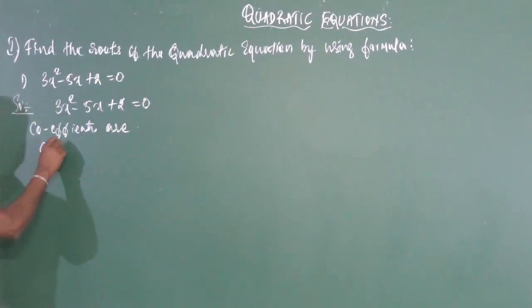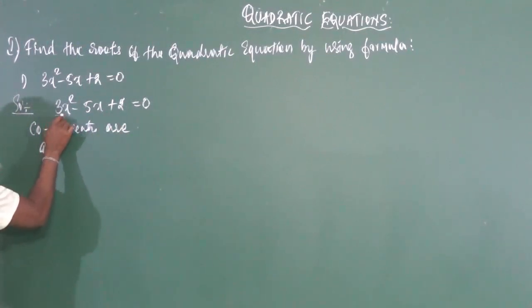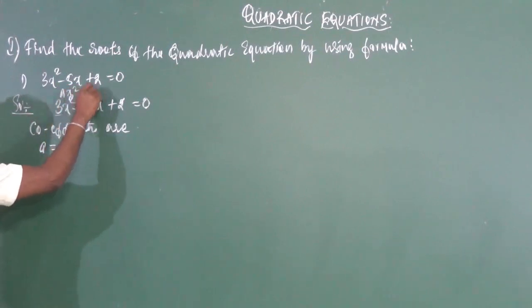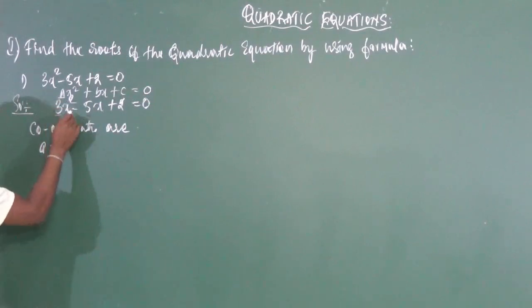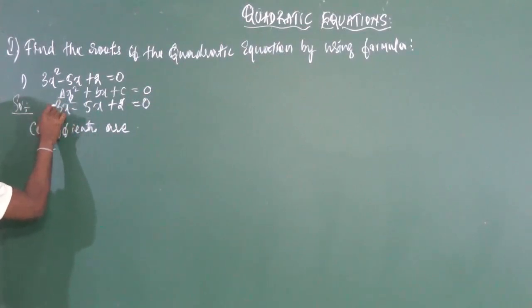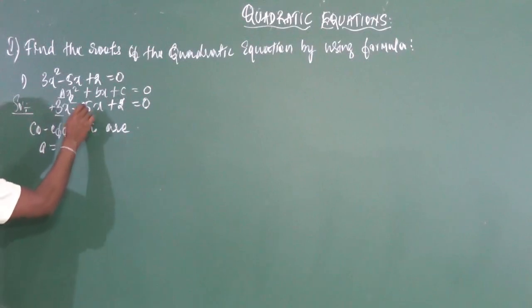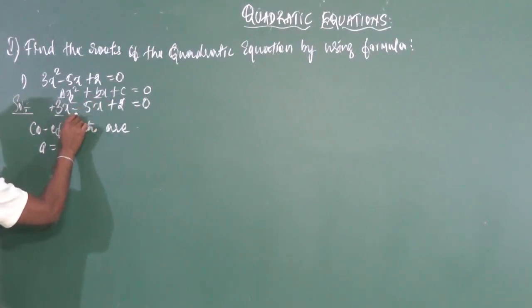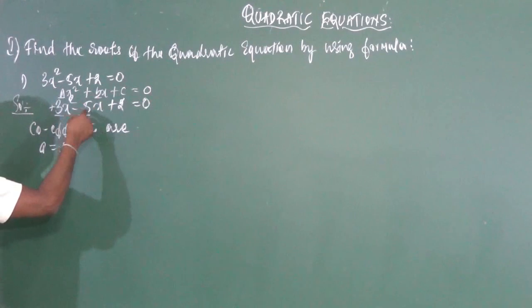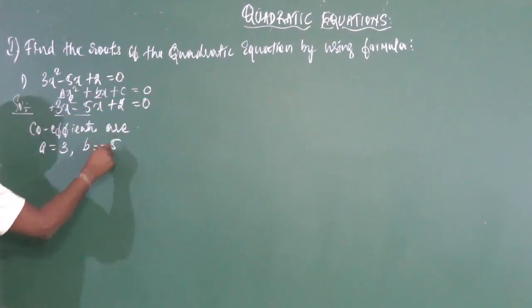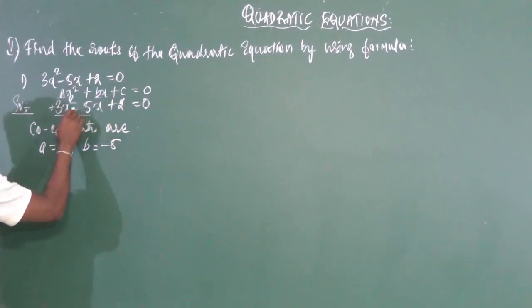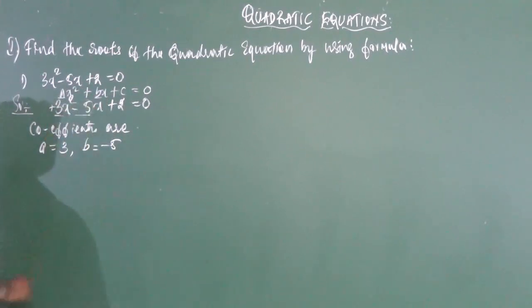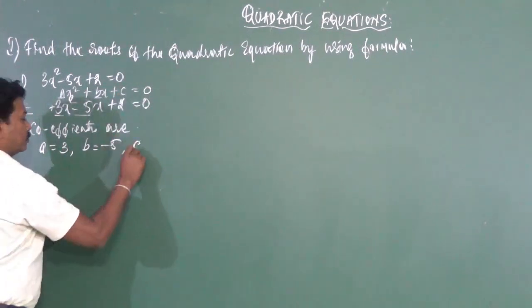So it is in the form of ax square plus bx plus c is equal to 0. In place of a we have 3, that is plus 3, so a is equal to 3, and in place of b we have minus 5. So b is equal to minus 5. The coefficient of x is b, and with the sign you have to write the coefficient, that is very important. So b is minus 5 and c is equal to 2.